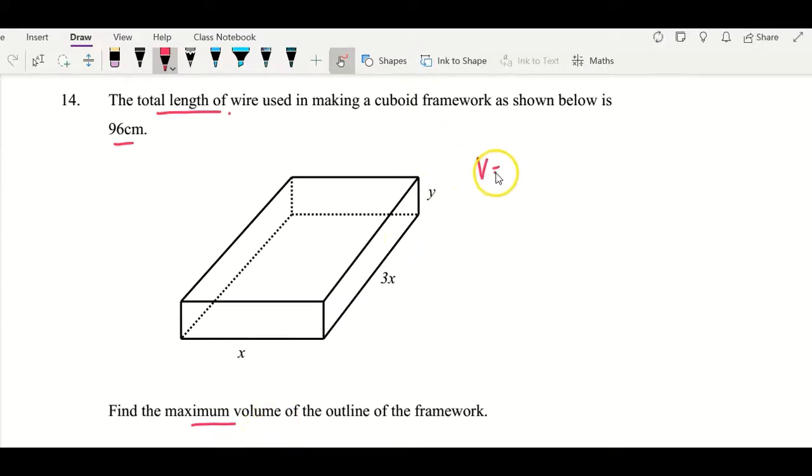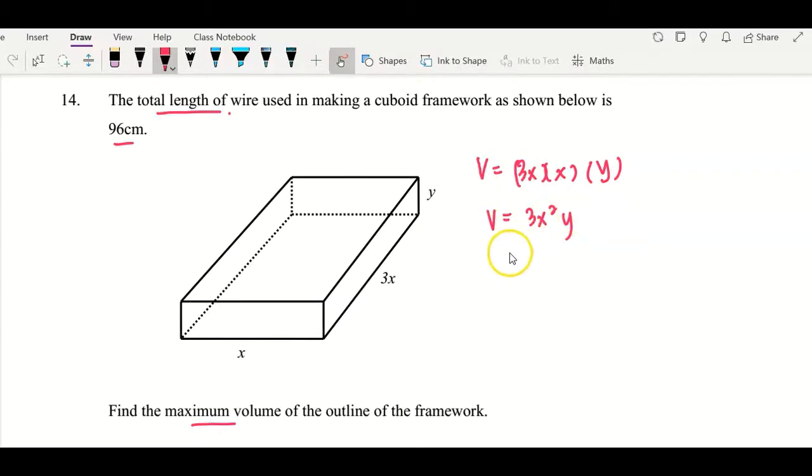So to get this cuboid volume, I will use the formula for finding the volume of a cuboid, which is the length multiplied by the width, that is the area of the base, multiplied by height. So the area of the base will be 3x multiplied by x, and multiplied by the height, that will be y. So my V will be 3x squared y. This is the expression for the volume.